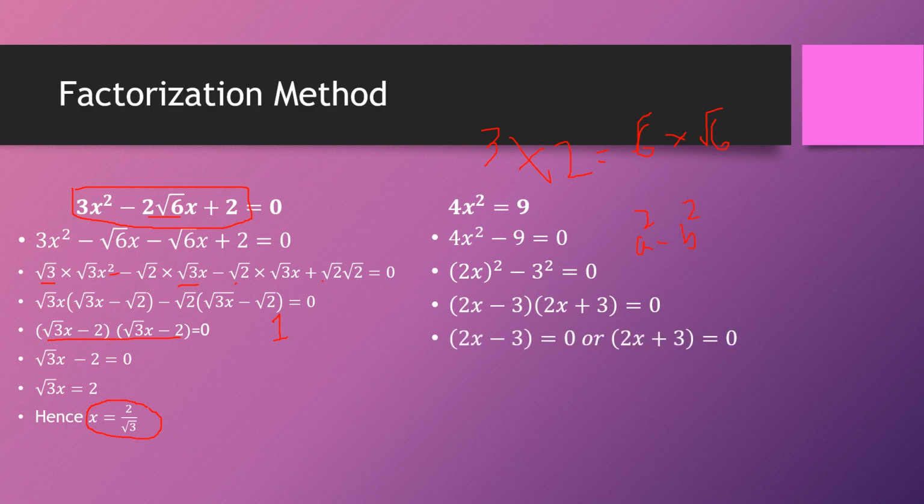So what I am getting? 2x minus 3 equal to 0 or 2x plus 3 equal to 0. That is x is 3 by 2 or x is minus 3 by 2.